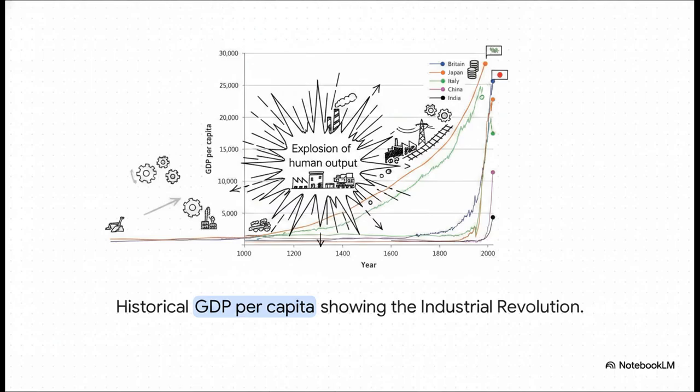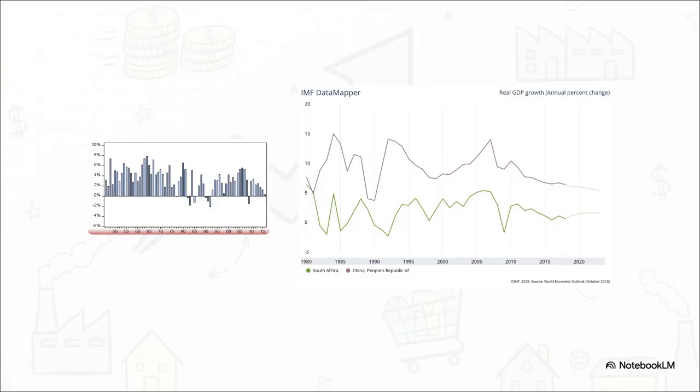But then, bam. Right around the Industrial Revolution, the line just explodes upward. Places like Britain, Japan, and Italy suddenly skyrocket in wealth. It's literally an explosion of human output. But, as you might guess, this incredible global growth isn't exactly uniform. Historical data from South Africa shows us the booms, the busts, the peaks, and even the dips below zero over the decades. Now compare that to a modern economic race, mapping South Africa's growth against the absolute powerhouse that is China. That purple line? Yeah, it's operating on an entirely different level.